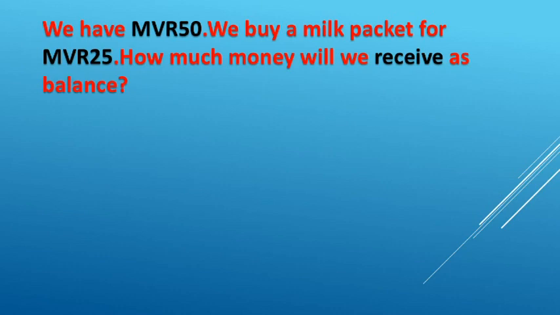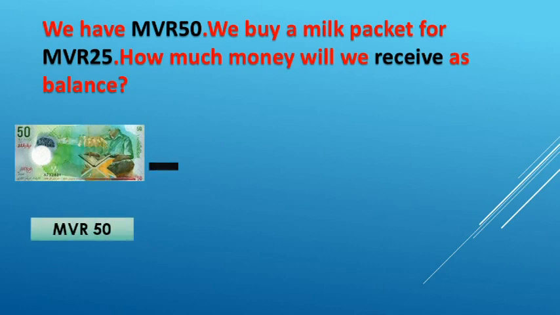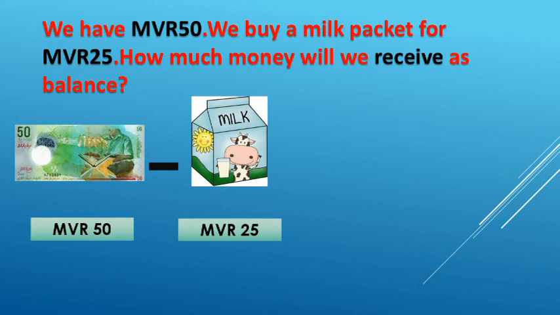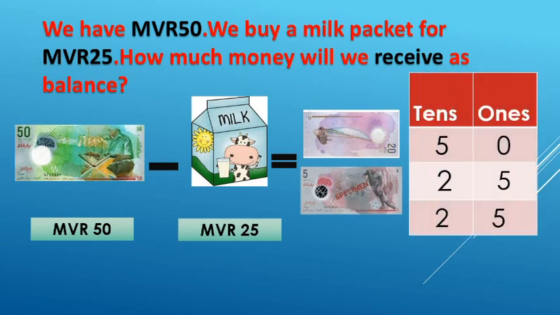We have 50 rupiah. We buy a milk packet for 25 rupiah. How much money will we receive as balance? I have 50 rupiah, right? The milk packet is 25 rupiah. So we have to subtract 25 from 50. So we get 25.